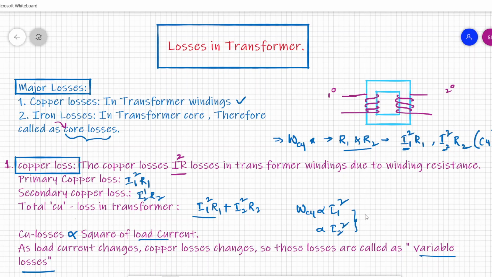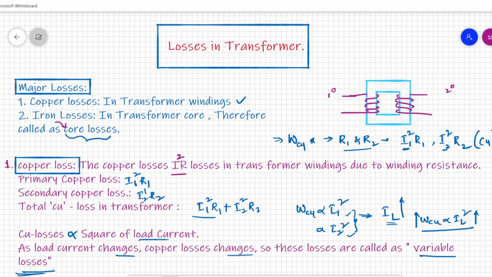These I1 and I2 will vary according to our load current demand. If the load demands more current, I1 and I2 will change. That's why the copper loss is proportional to the square of the load current. As load current changes, copper loss changes. So these losses are called variable losses.